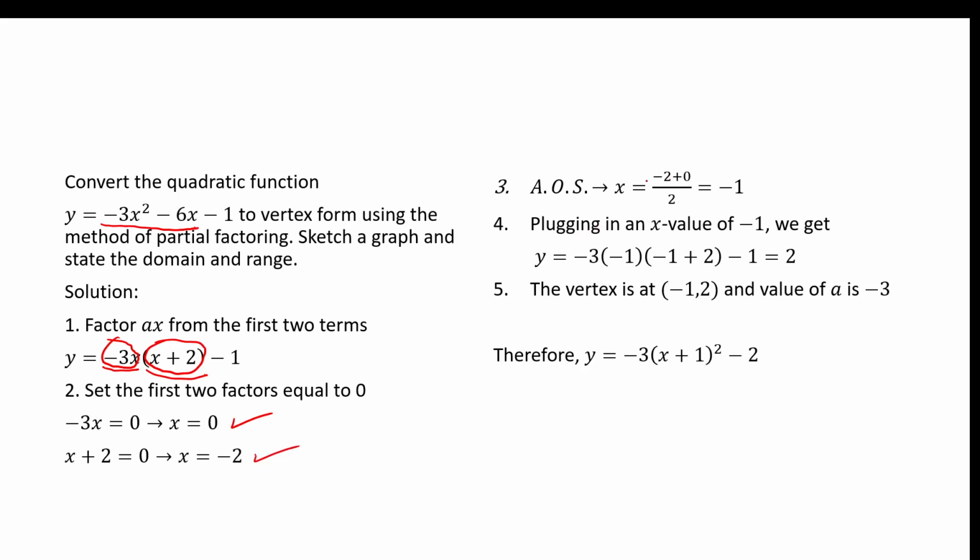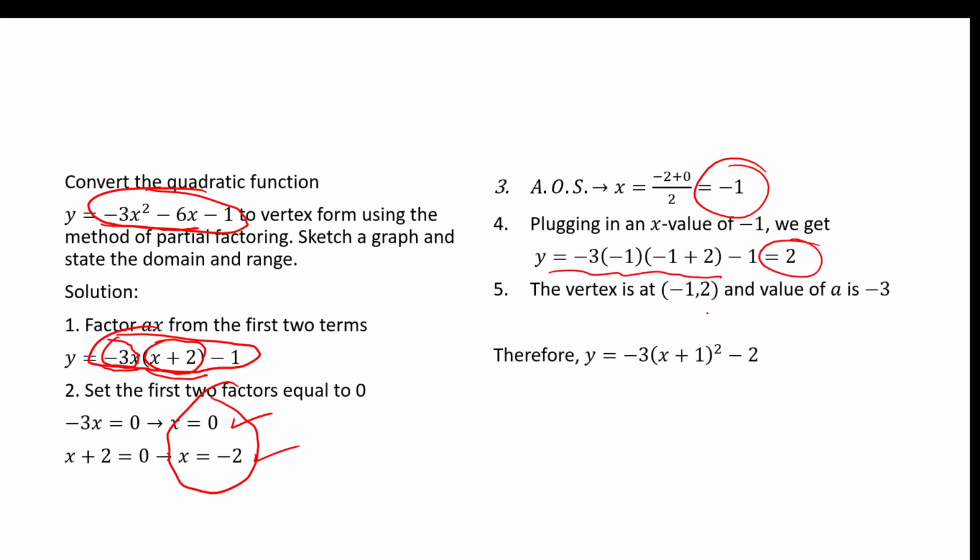Next, we try to find the axis of symmetry, so we just add these 2 x values and divide by 2. When we take negative 2 and add 0 and then divide the result by 2, we get negative 1. What that tells us is that our vertex has an x value of negative 1. To get the y value, we simply go back either to the original expression for y or another expression for y that we obtained along the way, and we plug in that x value. So in this case, we plug in an x value of -1. When we do that, we get a y value of 2. And that lets us know that the vertex is at -1, 2.